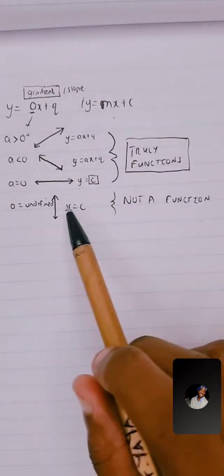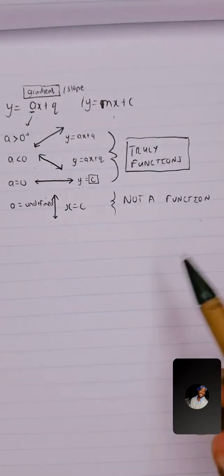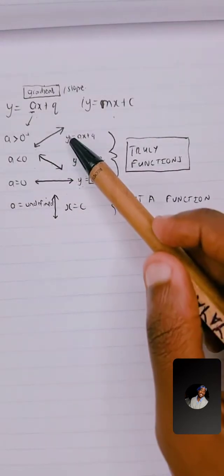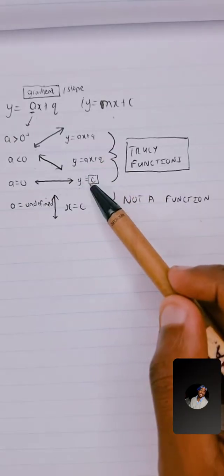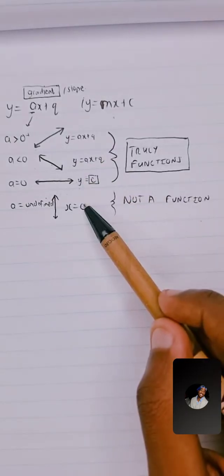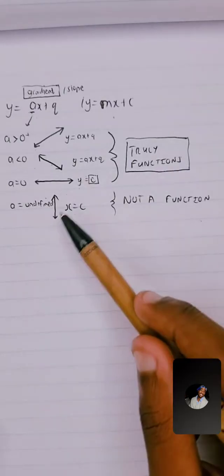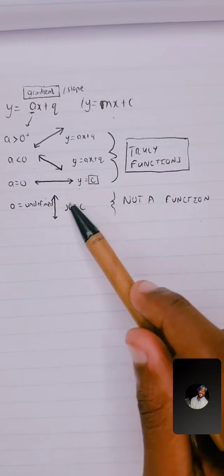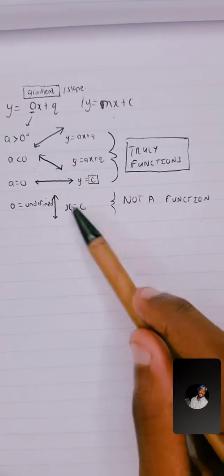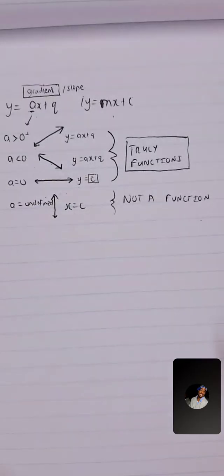Not a function. But, of course, that's why, for instance, you can see that for these three, y is the subject. But this one is the black sheep of the family. When you write its equation, you say x is equal to whatever the constant value is throughout that vertical line.